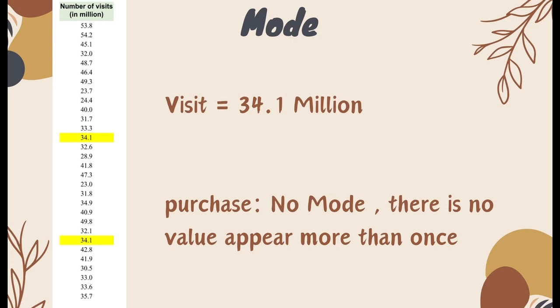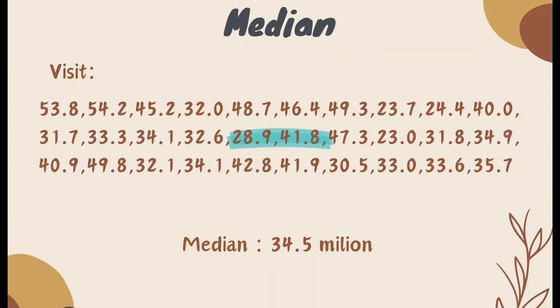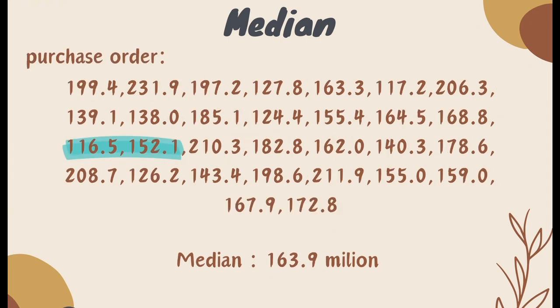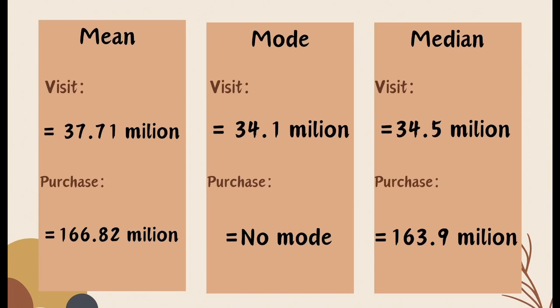And for number of purchase orders, there is no mode because there is no data with a frequency of more than 1. This means all the data given are different. Median of number of visits is 34.5 million. And lastly, the median for number of purchase orders is 163.9 million. We will collect all the data and make a comparison between each outcome.